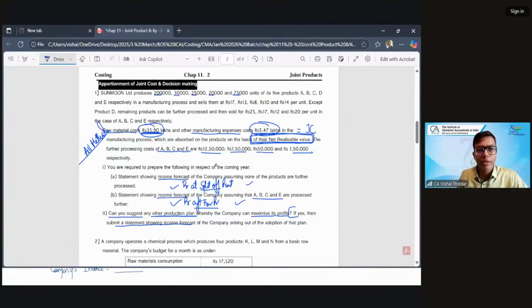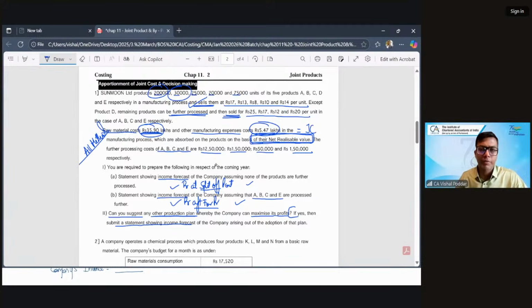You know the quantities of each product, correct? And you are given the sale prices. Just remember, two sale prices are given. Be clear in the data that you're using. Now, the first sale price is when the products are sold immediately at split off without further processing. And the second sale prices are when they are sold after further processing.